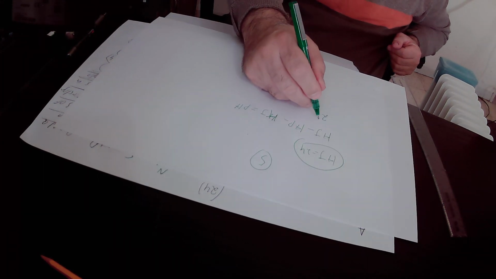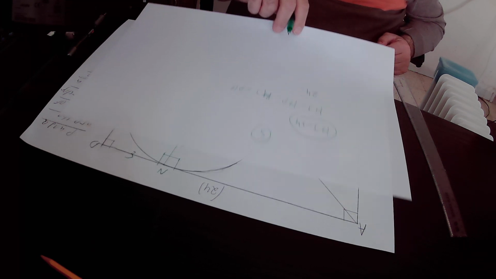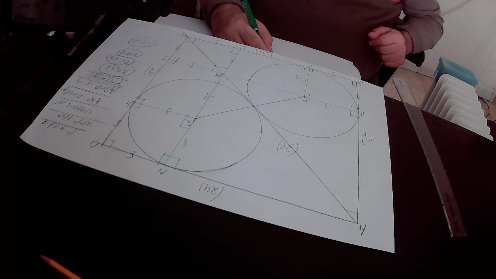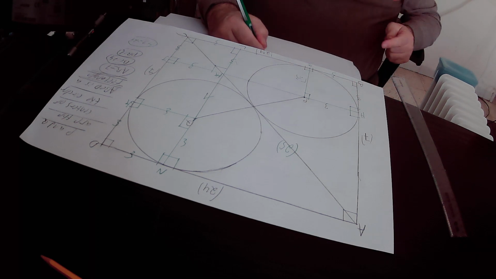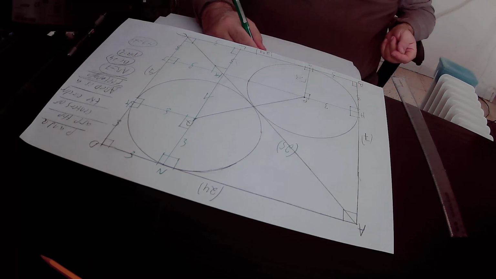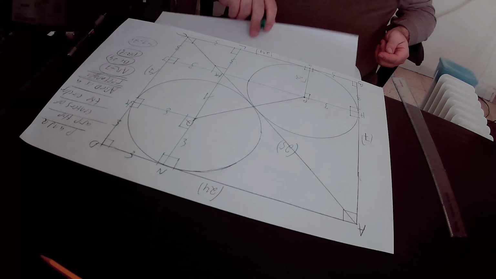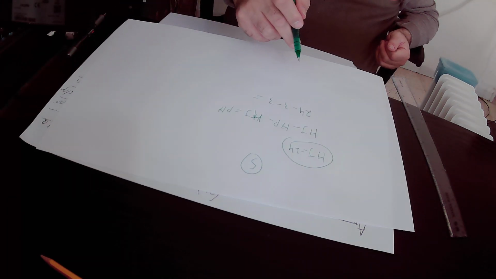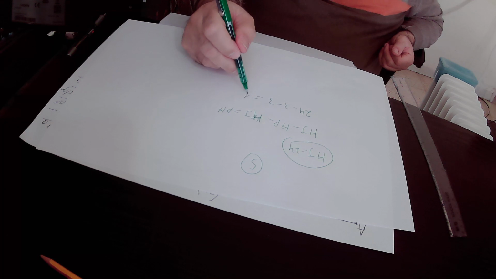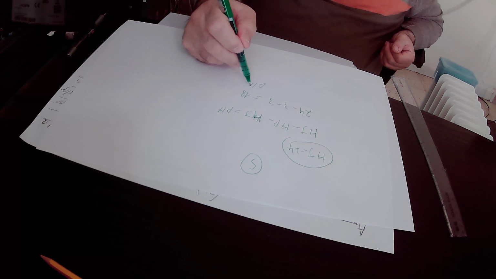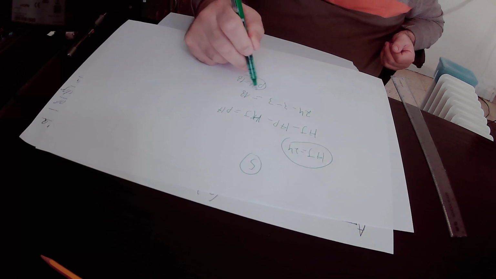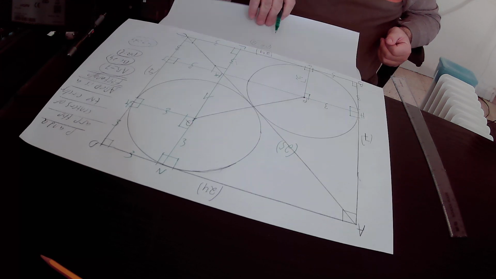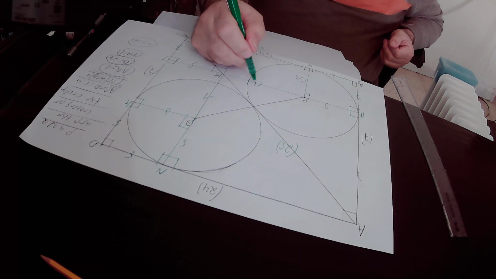HJ is 24, minus HP is 3, minus KJ that is also 3. So 24 minus 3 is 21, and 21 minus 3 is 18. So PK equals 18 units in its length.